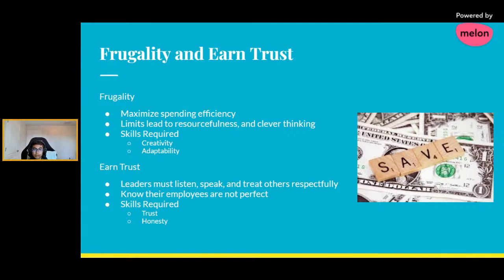Furthermore, leaders have to earn the trust of their workers. Leaders must be able to listen, speak, and treat others respectfully. They know that their employees are not perfect, and yet they still trust them. Leaders must have the ability to be trusted, and they must be honest themselves.